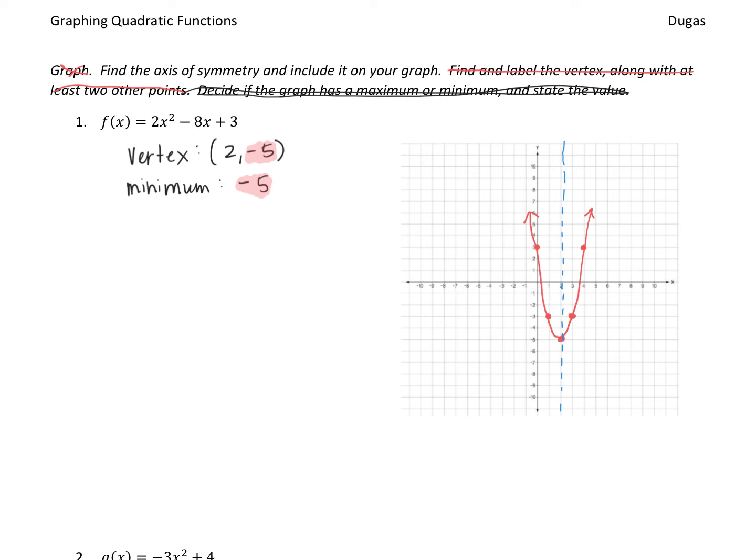The axis of symmetry, since it's a vertical line, is always an equation: x equals wherever it passes through the x-axis. So in this case, it's x equals 2.